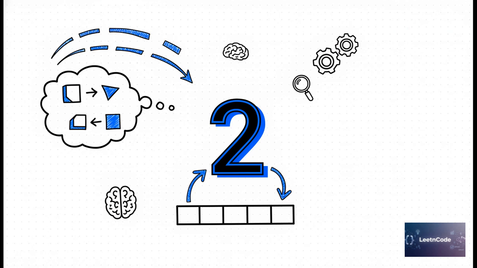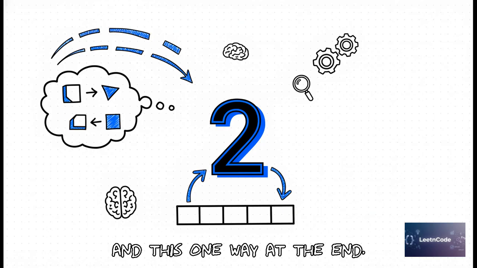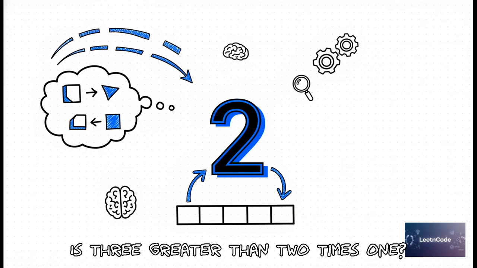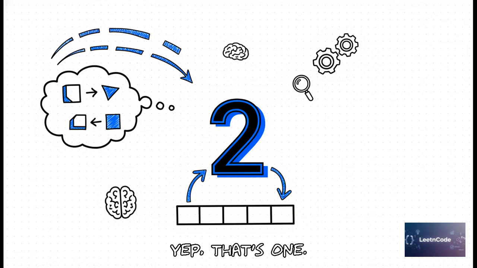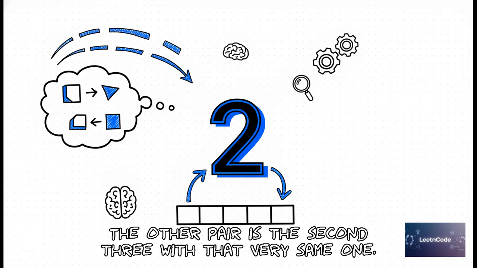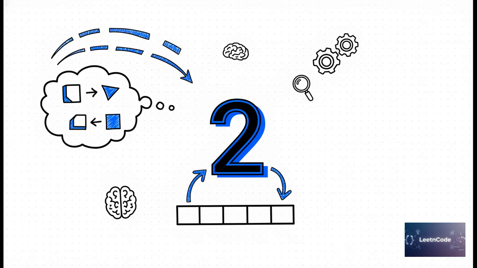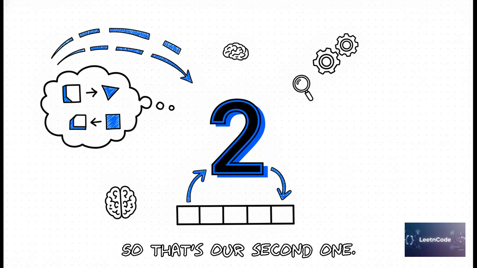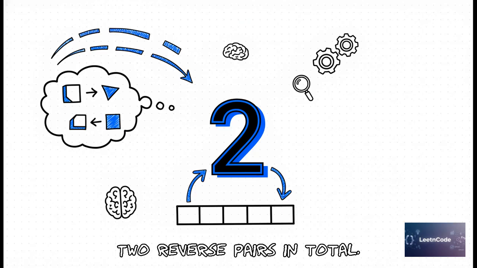Let's break down why. The first pair is this 3 right here, and this 1 way at the end. Is 3 greater than 2 times 1? Yep, that's one. The other pair is the second 3 with that very same 1. Again, 3 is greater than 2, so that's our second one. 2 reverse pairs in total.